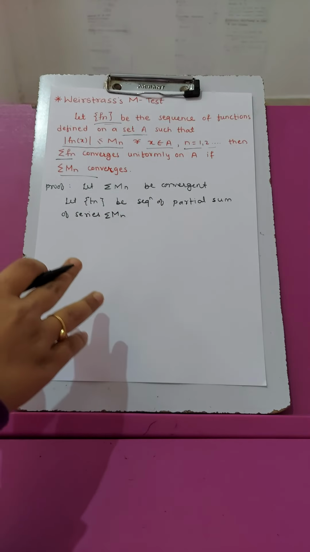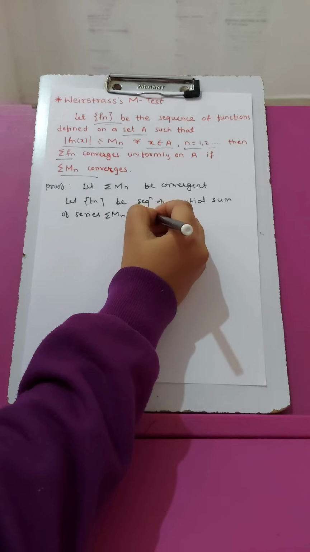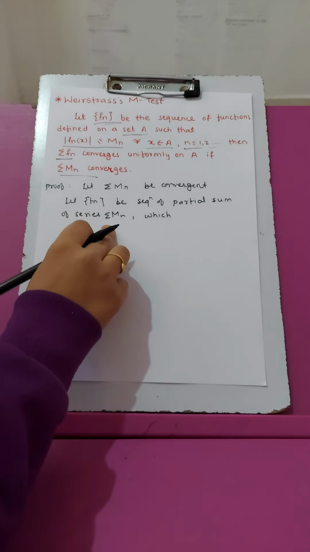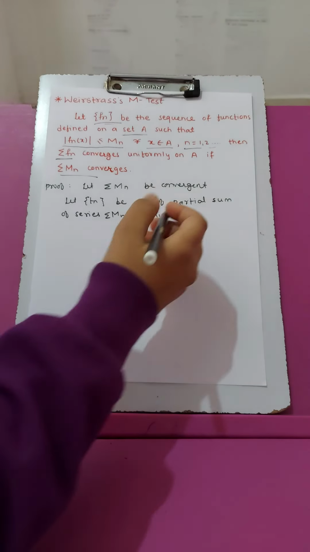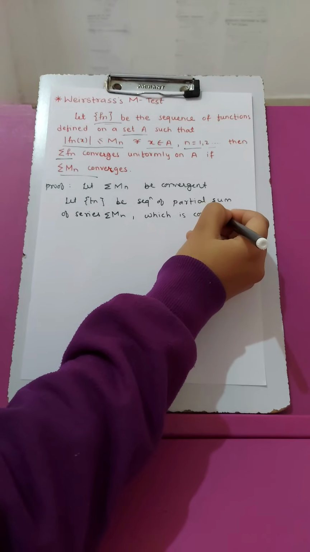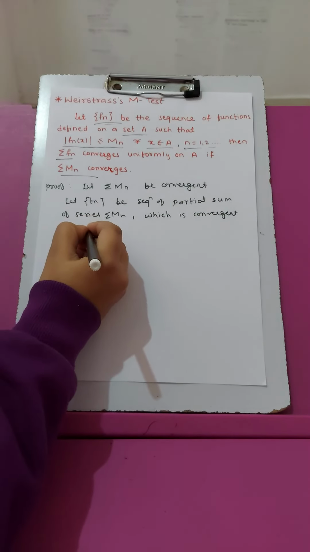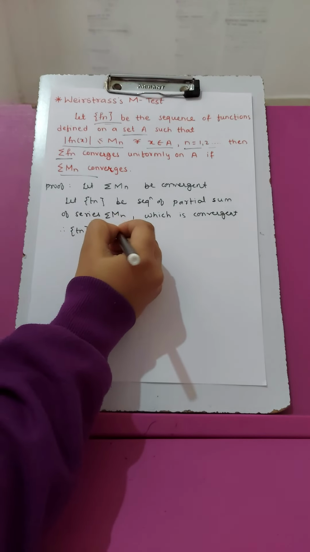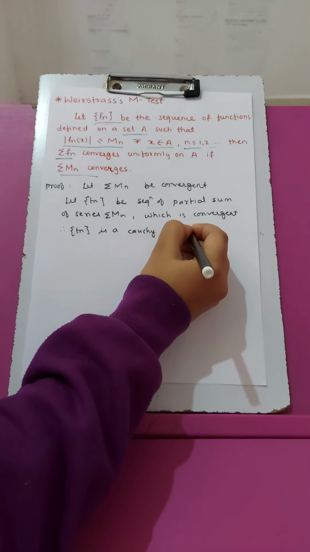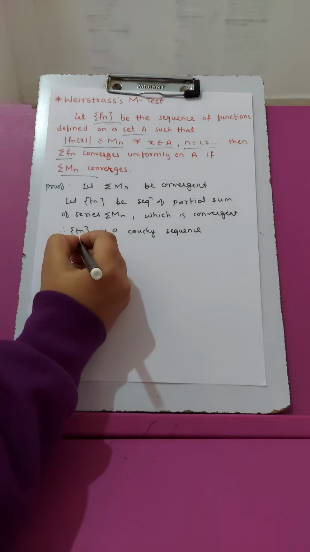So let Tn be the sequence of partial sums of the series Mn, which is also convergent. Since the series Mn is convergent, its sequence of partial sums will also be convergent. So therefore this sequence is a Cauchy sequence, and so it satisfies the Cauchy criterion.